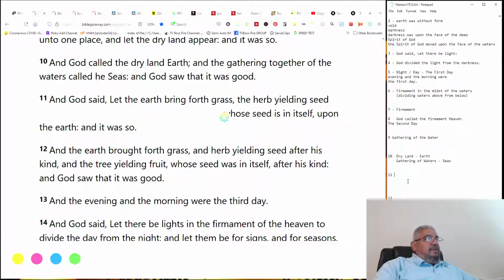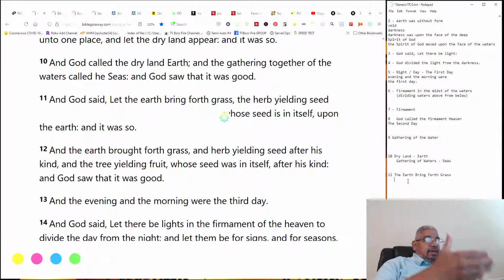You have earth bring forth grass. Okay. Now, why don't I just put grass here? Because simply the Bible is not saying, and a lot of people will debate me on this, that he creates the grass here.